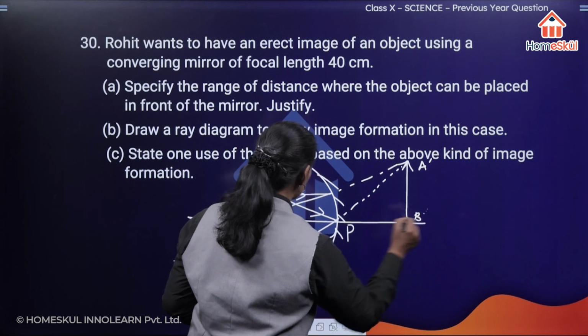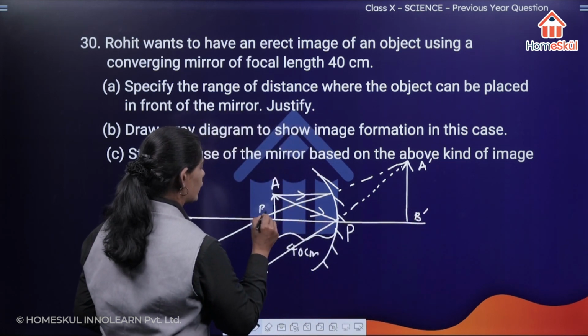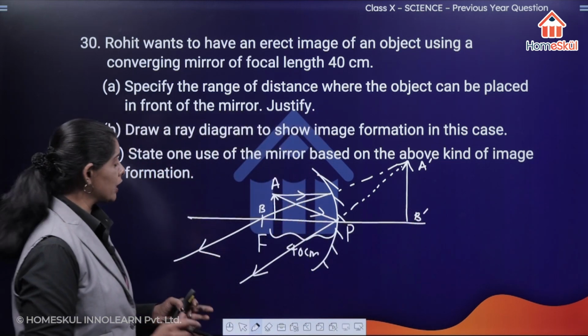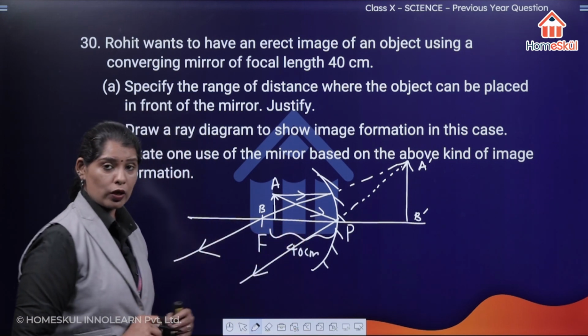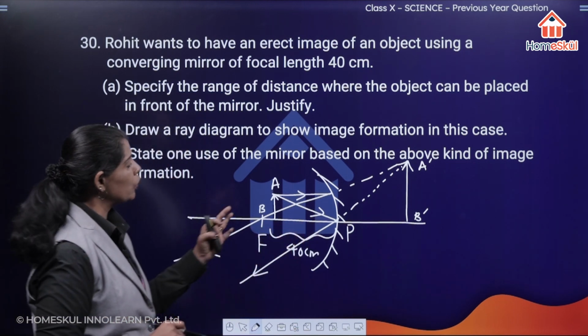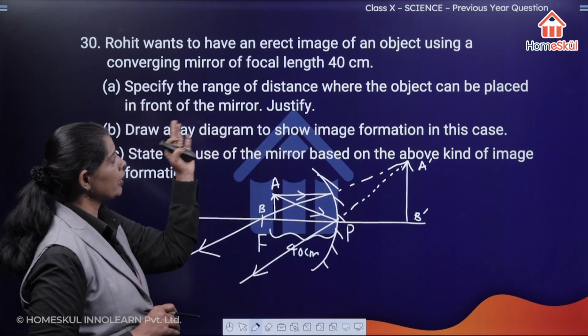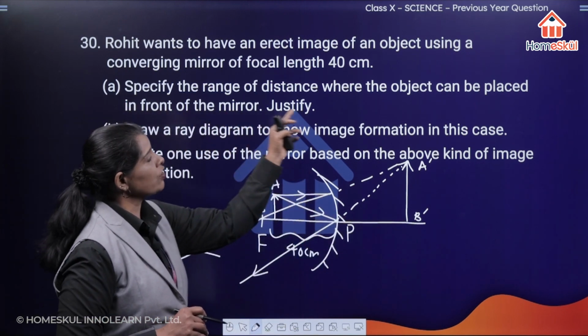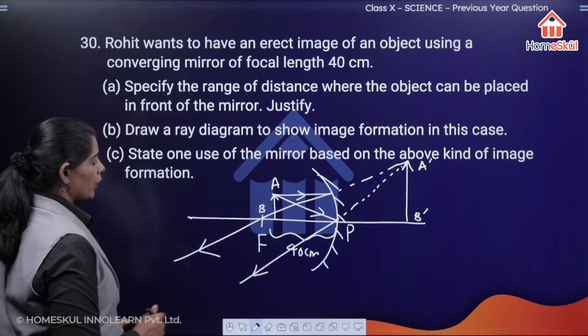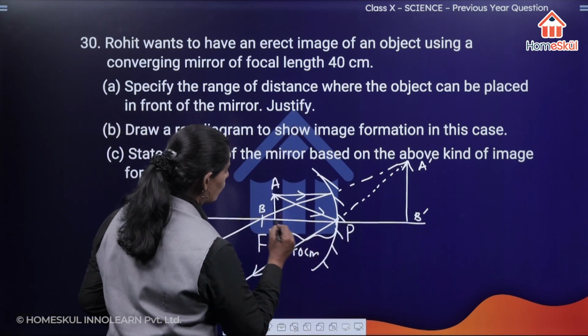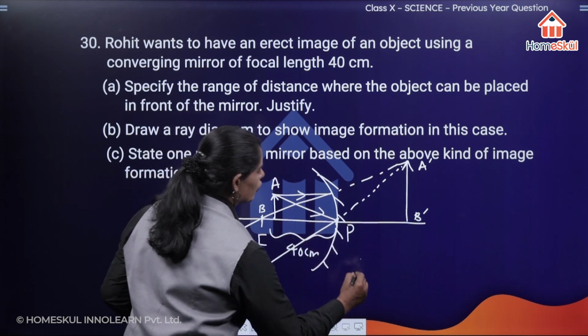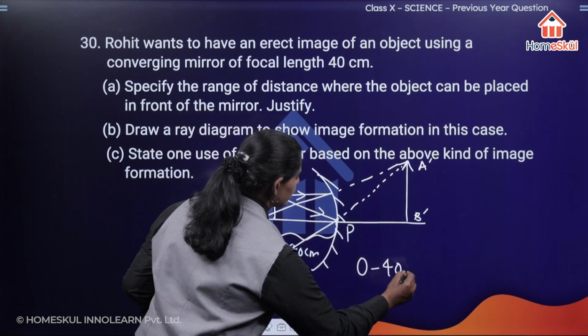So this is the image. This was our object. So whenever an object is placed between pole and the focus, in the case of a concave mirror, you always get an erect image. And that's what Rohit wanted. He wants to have an erect image. So what is the range of the distance where the object can be placed? You can see here the range is from pole to the focus, that is between 0 to 40 centimeter.